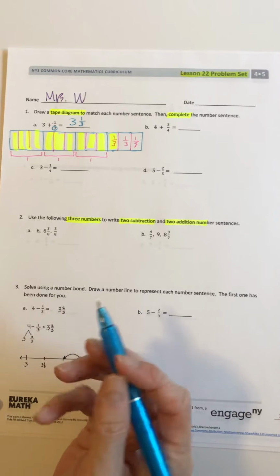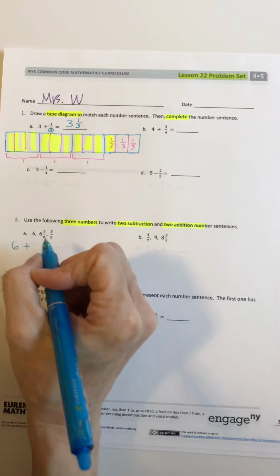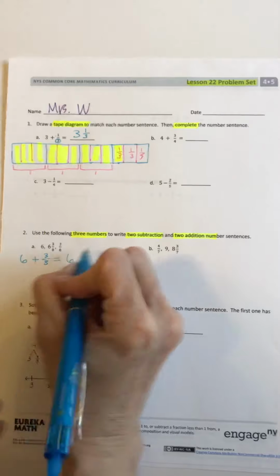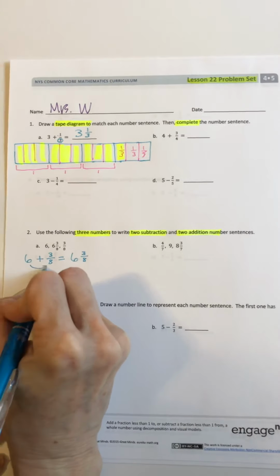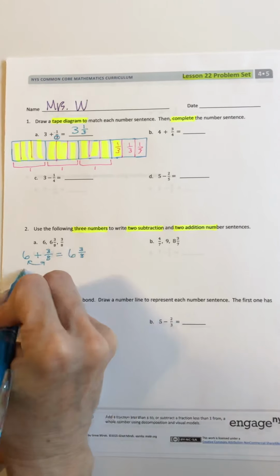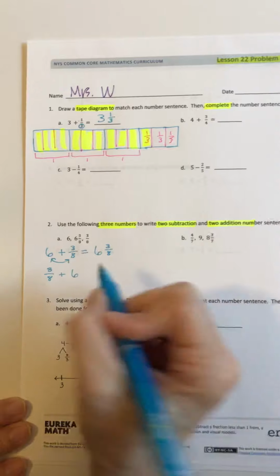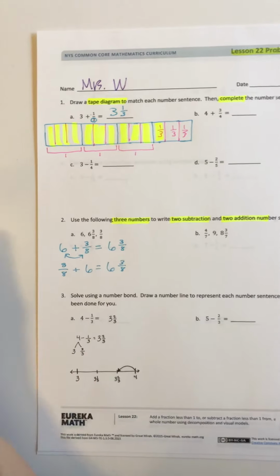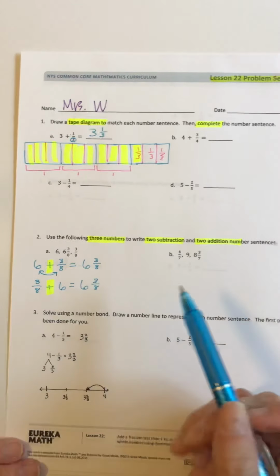So if we begin with addition and begin with the whole, 6 plus 3/8 gives us 6 3/8. To give another addition sentence to make 2, we would flip-flop these, and it would be 3/8 plus 6 equals the same thing, 6 3/8. And you have covered your 2 addition problems.